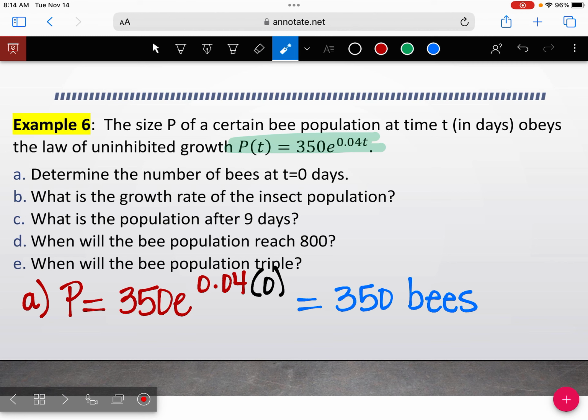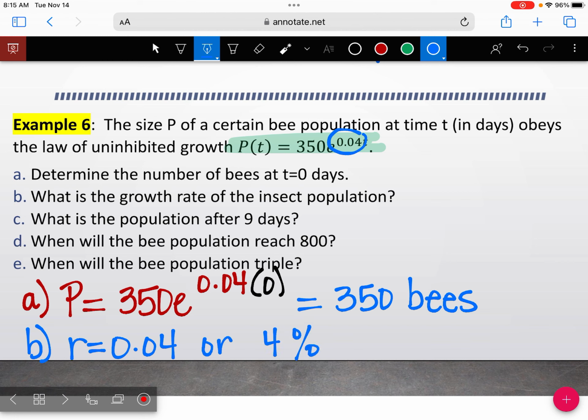So that's my starting population of bees. All right, what is the growth rate? So that's from your formula. 4%, good. So this number is 0.04. r is 0.04 from your formula. Or if you multiply that by 100, 4%. So this number, if you go back to our formula, is always r times t. If you go back to Pert, it's your e to the power of your rate times time. So that is how we know that that is my rate.